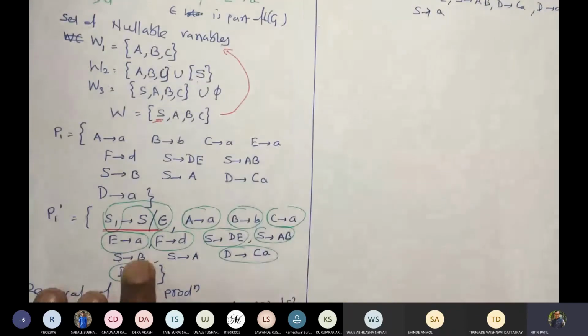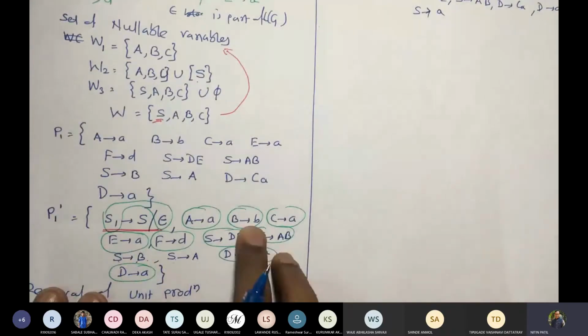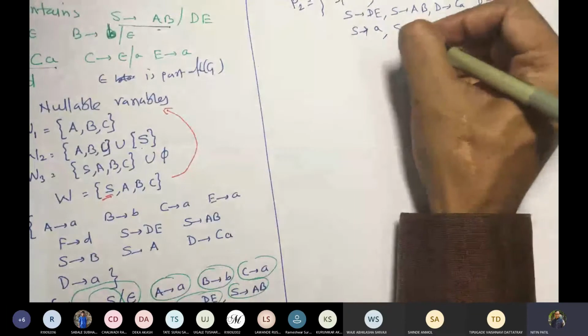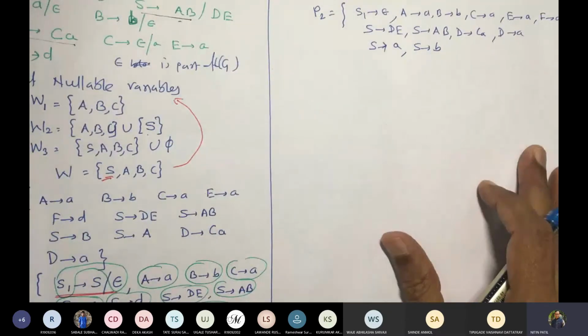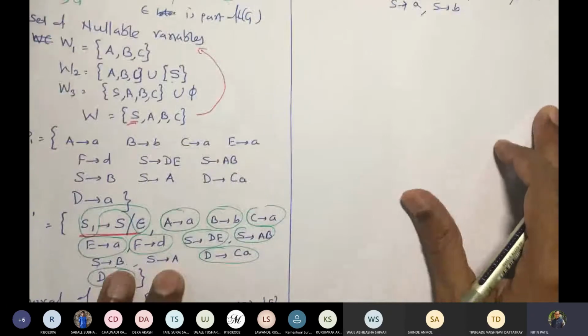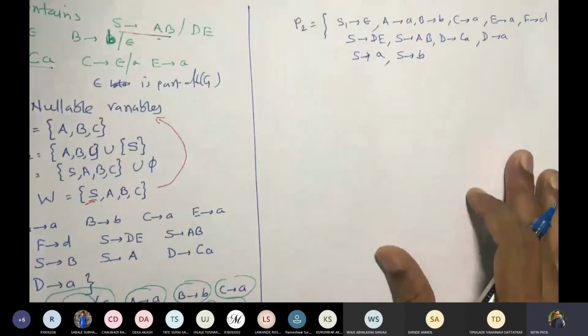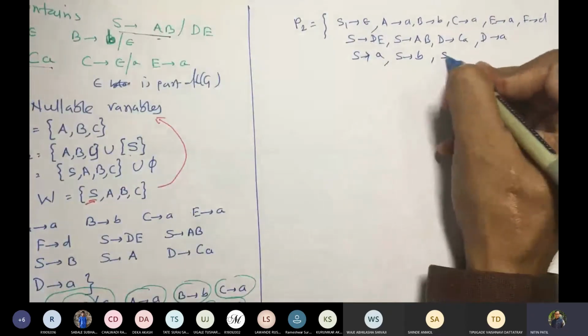Similarly, S gives B is there. What does B give? B gives small b. So it would be added here: S gives small b. Fine. Now we have made modifications for this S gives B and S gives A. Now remaining is S1 gives S.